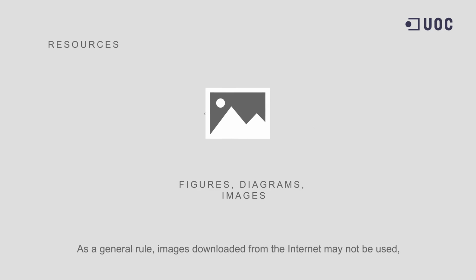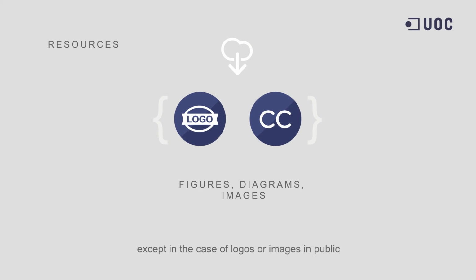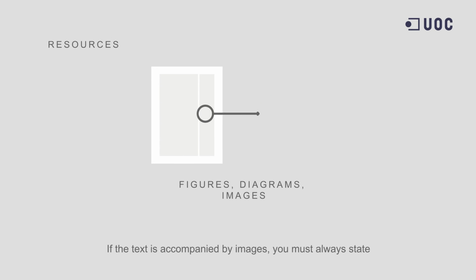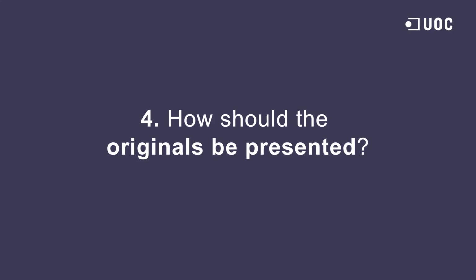As a general rule, images downloaded from the internet may not be used for legal reasons, except in the case of logos or images in the public use that are free of copyright with a Creative Commons license. If the text is accompanied by images, you must always state that they are free of copyright and, in any event, give the source. How should the originals be presented?